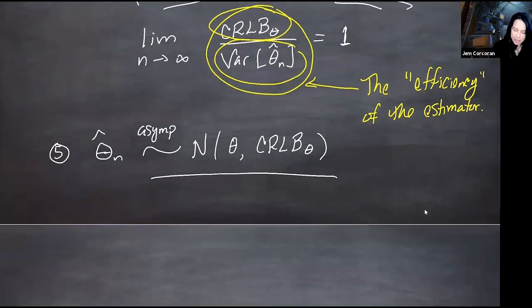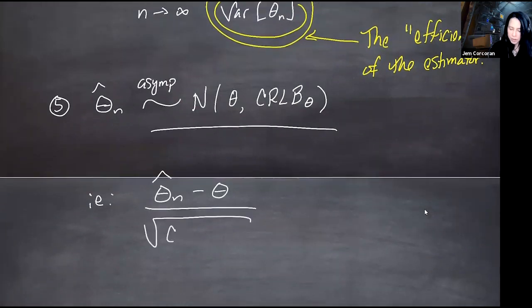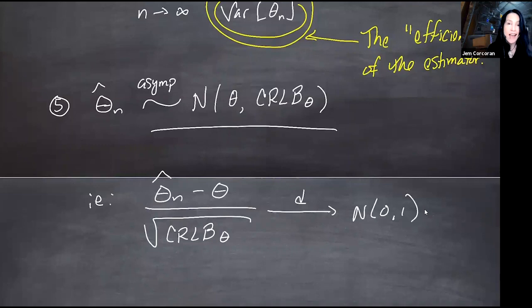So, i.e., theta n hat minus theta over the square root of the Cramér-Rao lower bound for theta is converging in distribution to a normal 0-1 distribution. And you can use that doing statistics.